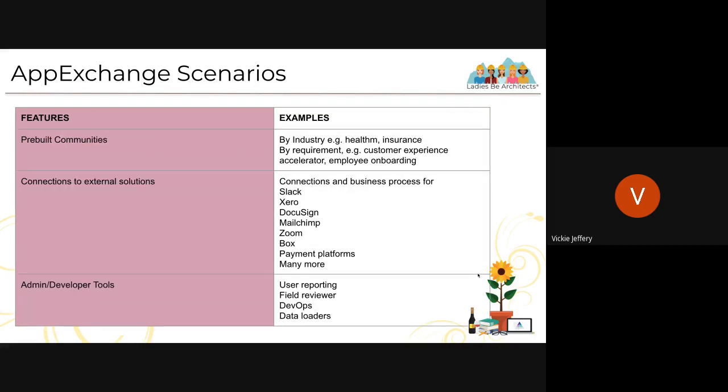You've got pre-built communities by industry, health without the M, and insurance, or by requirements, a customer experience or employee onboarding. You've got connection to external systems. So you might want Slack, Xero, DocuSign. You've got those available in there. And you've also got admin and developer tools. So user reporting, field reviewing, DevOps, data loaders, all that kind of thing is in there for you to access. And the next slide.